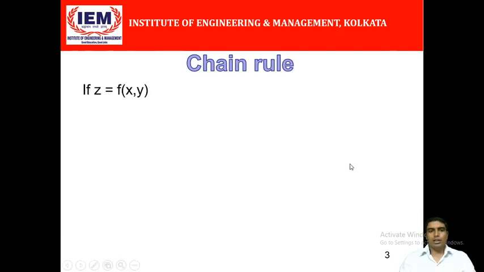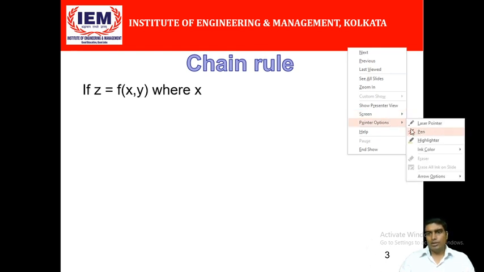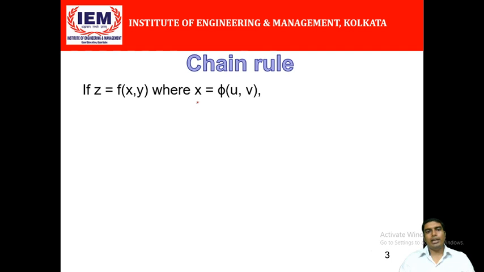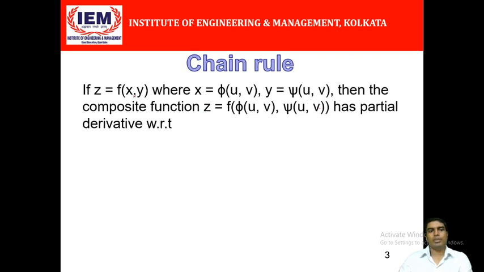Suppose we have this function z equal to f(x, y), no problem, right? So z equal to f(x, y), where x is another function of two variables u and v, and y is another function of the same two variables u and v. Then z basically will be a composite function of u and v, right? In the place of x, if you write phi of (u, v), and in the place of y, if you write psi of (u, v), then this will be a composite function of u and v.